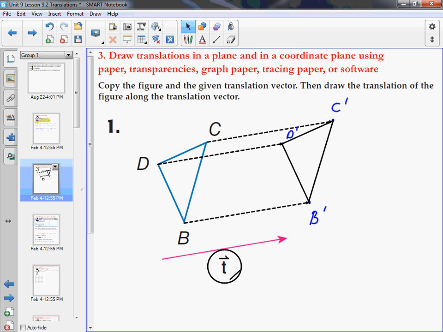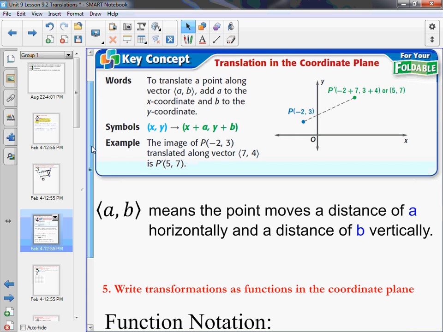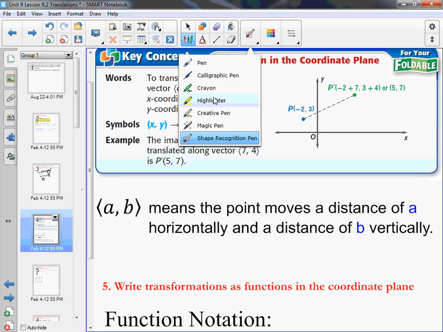Okay? Now, we're not going to do a whole lot of these. We're going to work in the coordinate plane a whole lot more than we're going to do this. But, you know, on a quiz, if I gave you one of those and gave you the triangle and gave you the vector, you could do that, couldn't you? Okay? Now, let's talk about this in a coordinate plane. It says to translate a point along vector, and then look at this notation here.